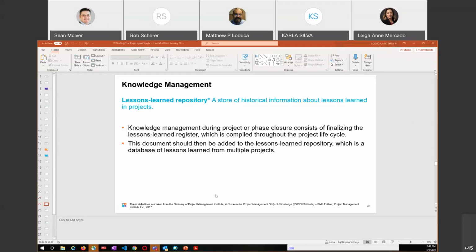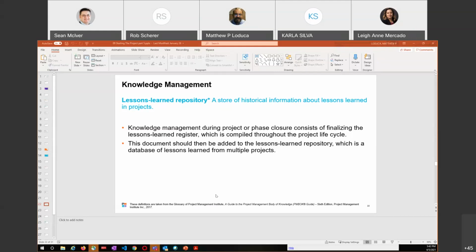Knowledge management, lessons learned repository: a store of historical information about lessons learned in projects. Knowledge management is underrated and at times overrated. Lessons learned are essentially 20/20 hindsight for future projects. We learn our lesson and we don't do it again. If we don't record that lesson learned, then we're prone to problems, especially if it's somebody else doing it. Knowledge management during the project or phase closure consists of finalizing the lessons learned register, which is compiled throughout the life cycle of the project.